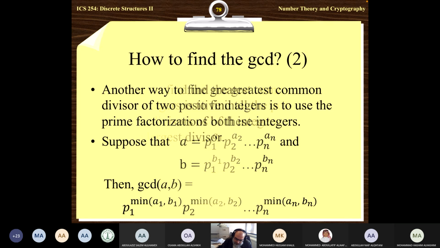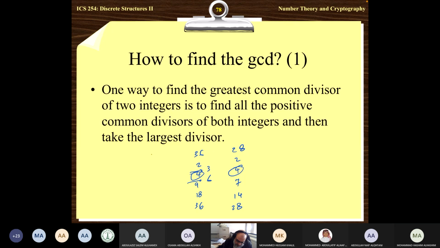So for example, if we go back to the example of 36 and 28, what are the prime factors of 36? Well, they are 2 and 3. What are the prime factors of 28? 2 and 7.